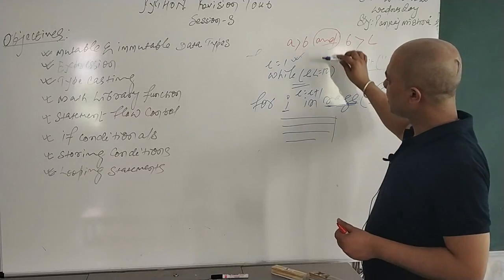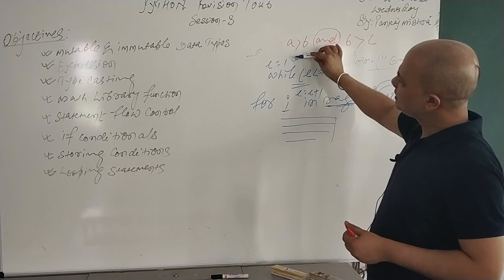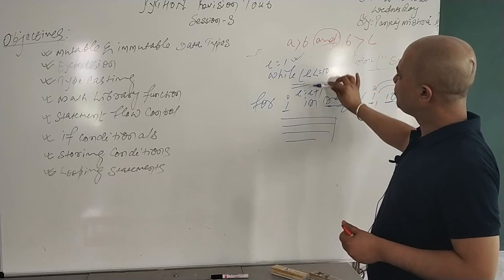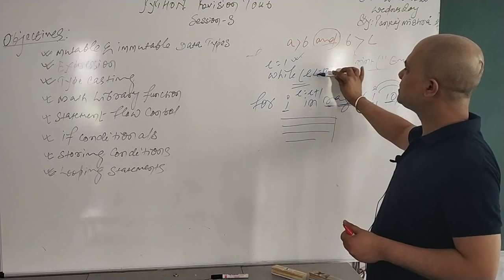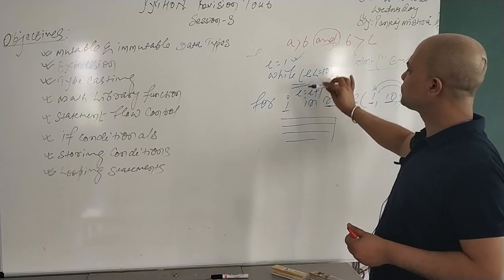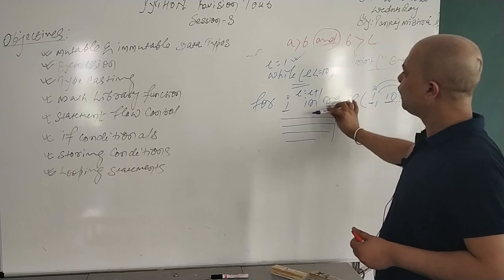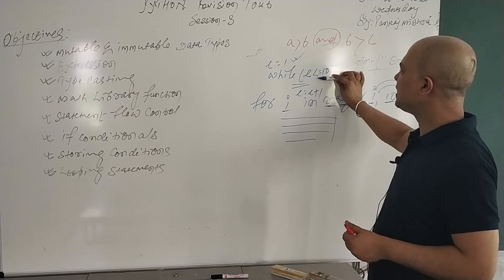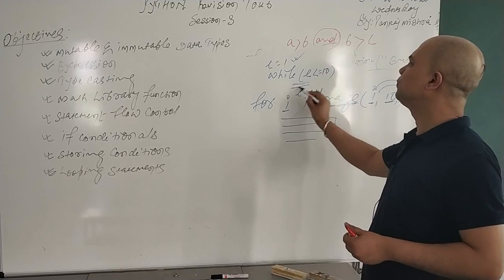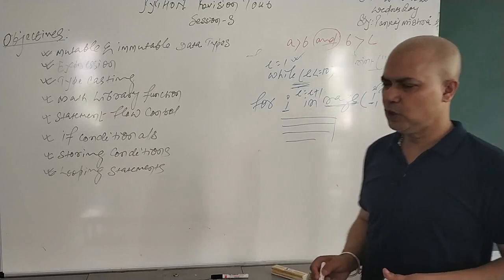Suppose I want to iterate 1 to 10. It means it will start from 1, then it will add 1, 2, 2 less than 10, yes. It will go to 2 plus 1, 3, 3 less than 10, yes. 3 plus 1, 4, 4 less than 10, and this way the body of the loop will execute. This is what the while loop is.